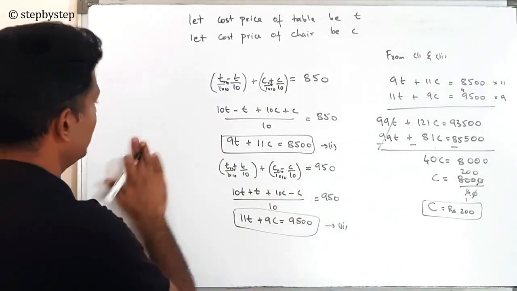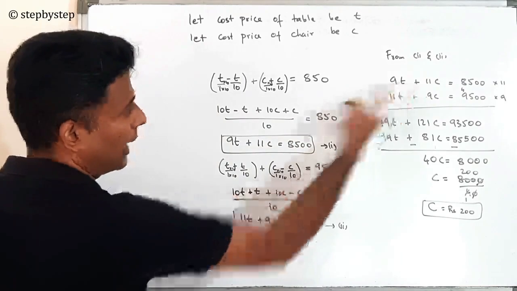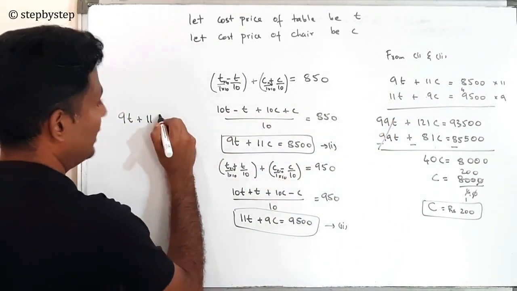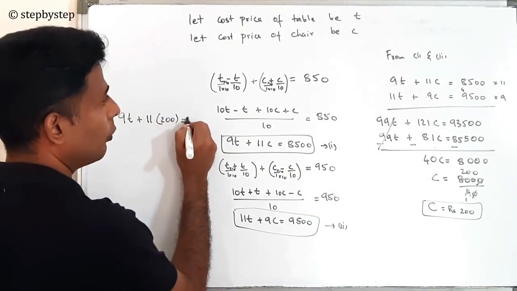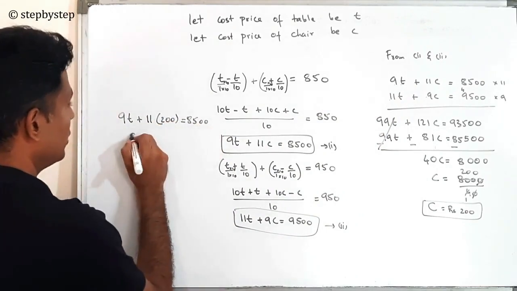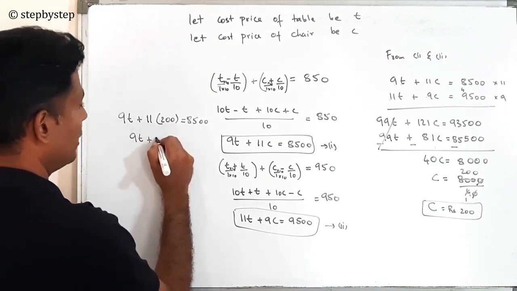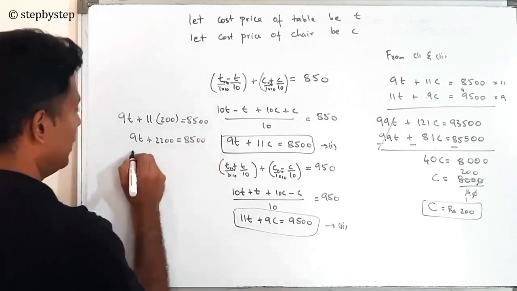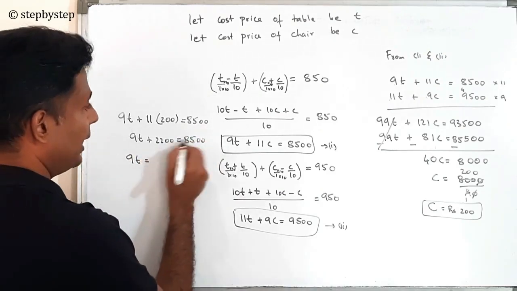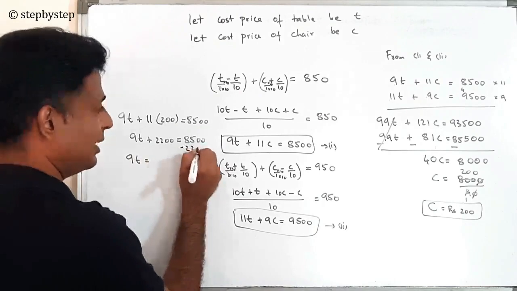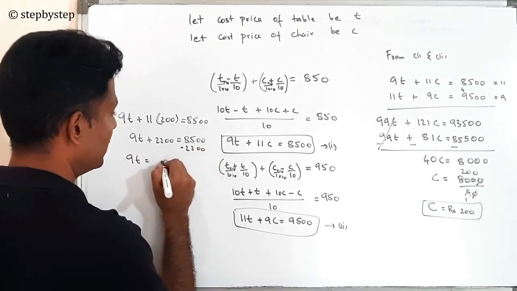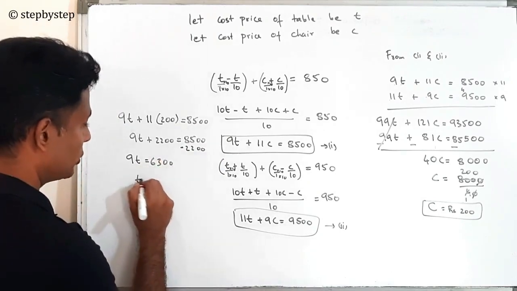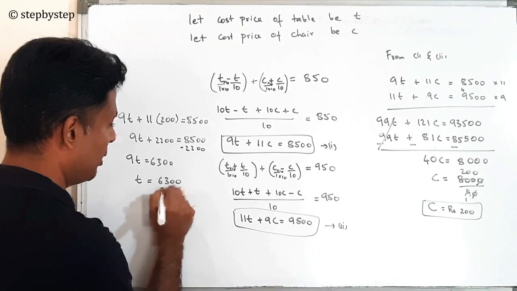So, okay, I need to erase this. Now I'll have 90t plus 11c, that is c is 200, equal to 8500. So I'll have 90t plus 2200 equal to 8500. So 90t equals 8500 minus 2200, that is 0, 0, 5 minus 2 is 3, 8 minus 2 is 6. So 6300. So t is equal to 6300 by 9.